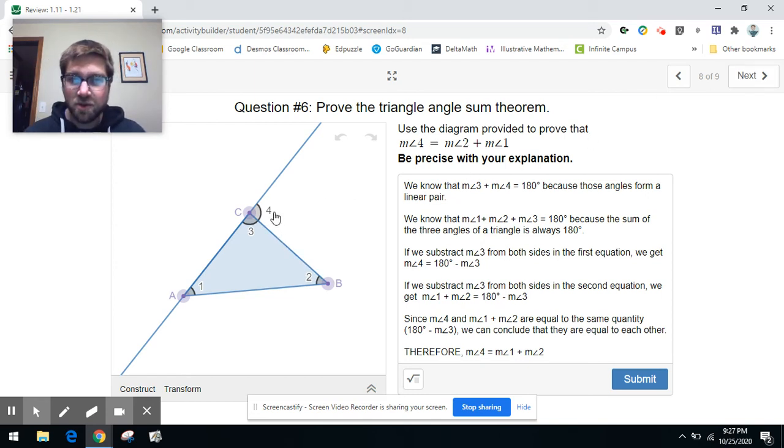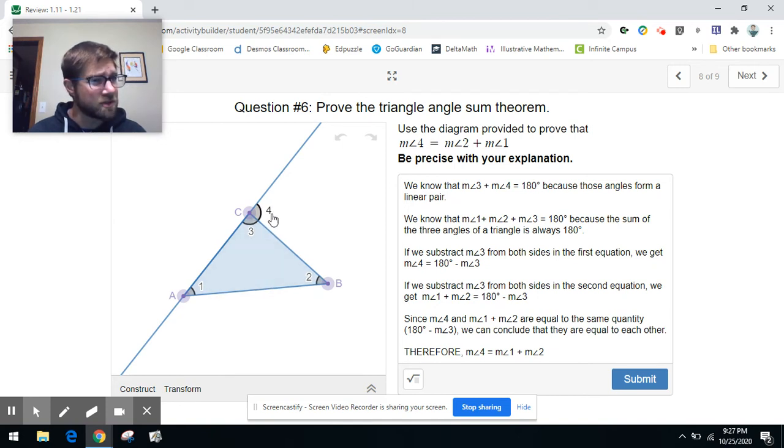Last thing. Use this diagram to prove that angle 4 is equal to the sum of 1 and 2. Okay, so to do this, again, I'll start by thinking about linear pairs. I know that angle 3 and angle 4 are a linear pair because they form this straight line, and therefore they would add up to 180 degrees.